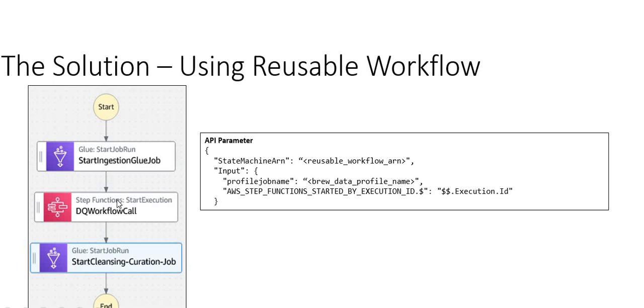When this workflow is called, you have to provide the data profile name, the data profile job name to be precise, so that it knows which job to run and then check after the job run for data quality assessment. Okay, that's how you reuse the workflow.